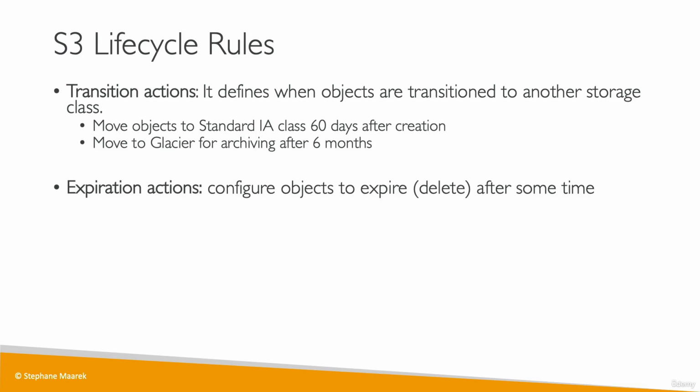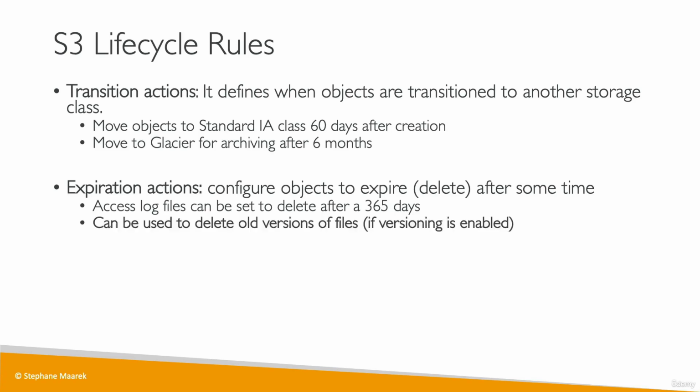Then there are expiration actions, which are to delete an object after some time. For example, your access log files: maybe you don't need them after a year. So after a year you will say, all my files that are over a year old, please delete them, please expire them. It can also be used to delete old versions of a file. If you have versioning enabled and you keep on overwriting a file, and you know you won't need the previous versions after maybe 60 days, then you can configure an expiration action to expire old versions of a file after 60 days. It can also be used to clean up incomplete multi-part uploads, in case some parts are hanging around for 30 days and you know they will never be completed. Then you would set up an expiration action to remove these parts.